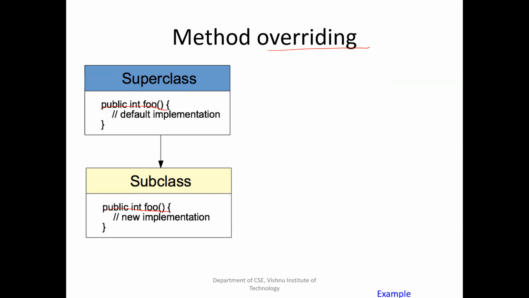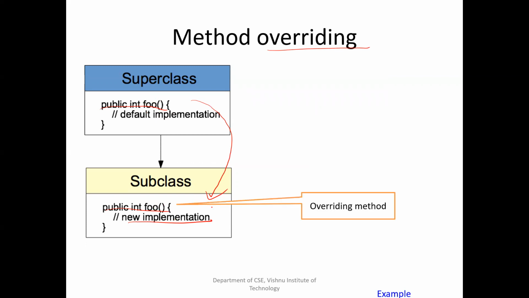Actually, if I do not write this foo method, what happens? The same implementation which is present in the superclass gets inherited. As I am rewriting it here, the old implementation is overwritten by the new implementation. For that reason, we are calling it method overriding. We are overwriting the existing implementation with a new implementation.